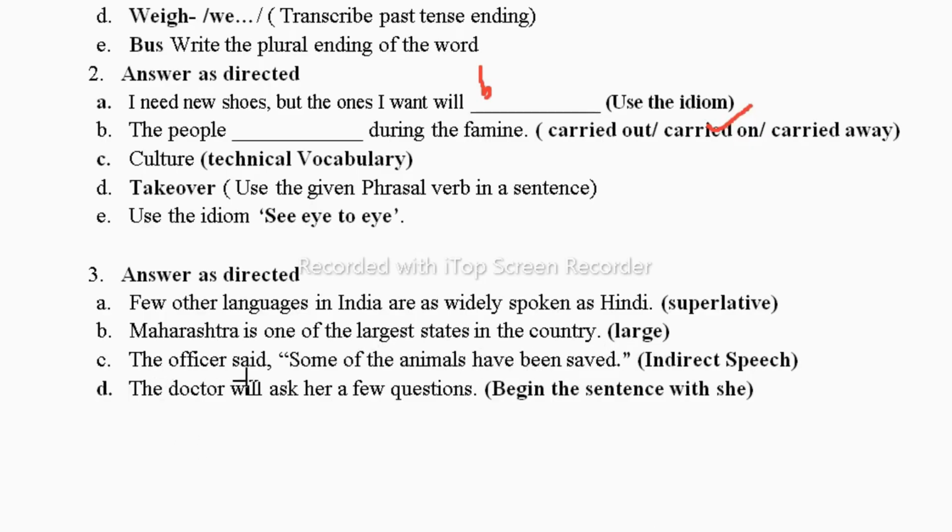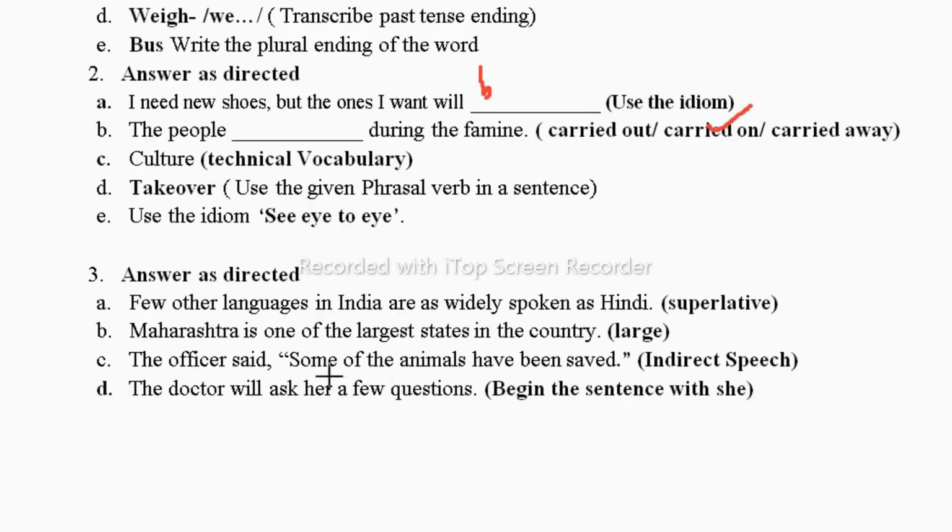Next one, the officer said some of the animals have been saved. Now you need to change this into indirect speech. That I have already uploaded. You can go through the playlist. There are 4 videos on direct and indirect speech. In 3 videos, I have explained all the rules on how you need to change direct speech to indirect speech. And in one video, you have your textbook exercises. You must watch those videos, then only you can do it in your exam.